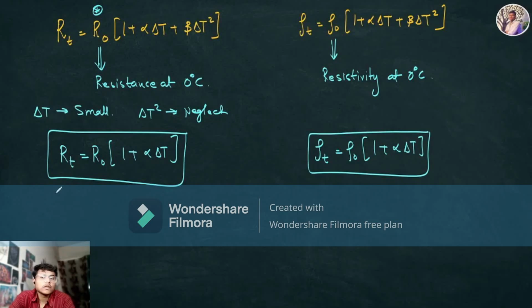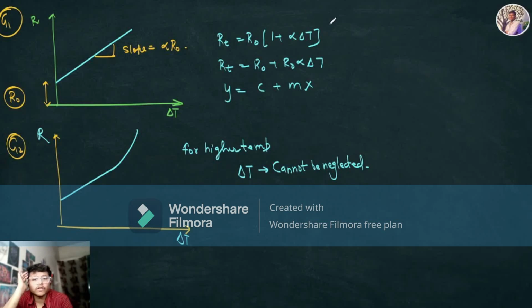So this is the relation: RT is equal to R naught times 1 plus alpha delta T plus beta delta T squared. You can ignore the last term, as it is a higher order term. You can learn only the first part. You don't have to take too much tension.